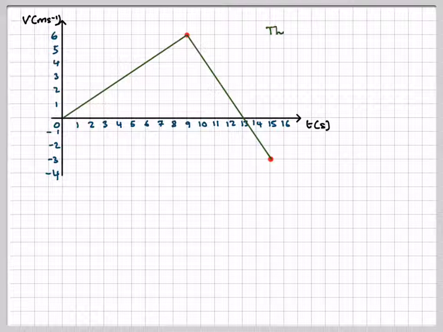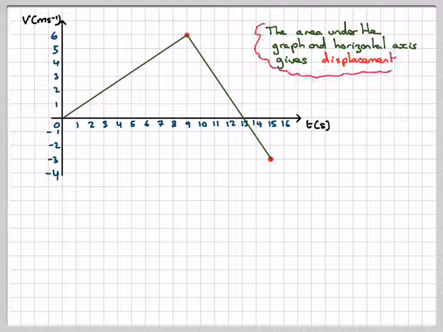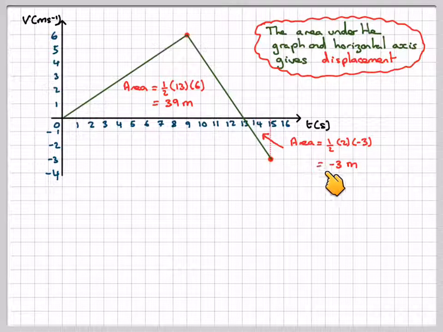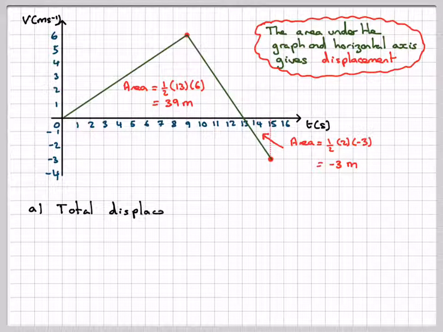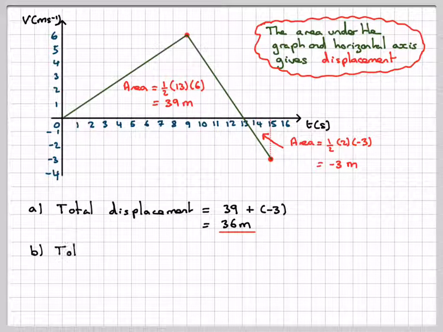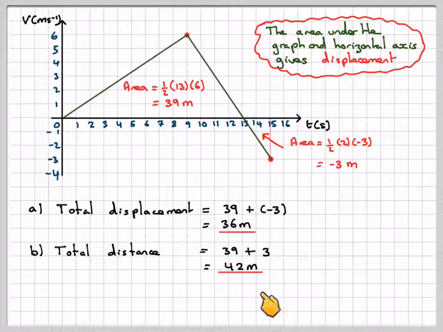Just drawing the graph again. The area under the graph and the horizontal axis gives displacement. So the area here will be a half of 13 times 6, which is 39, and the area here would be a half times 2 times minus 3, which gives me minus 3. So the total displacement will be 39 plus minus 3, which is equal to 36, and the total distance will be 39 plus 3. You ignore the fact that it's minus, so the total distance travelled would be 42 meters.